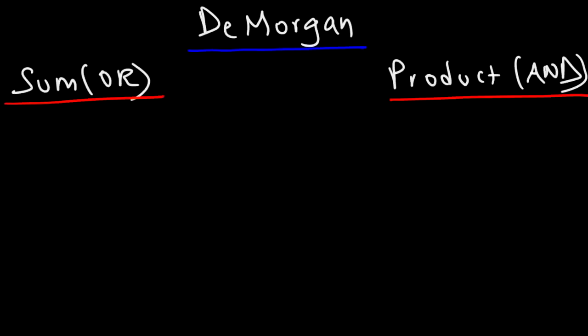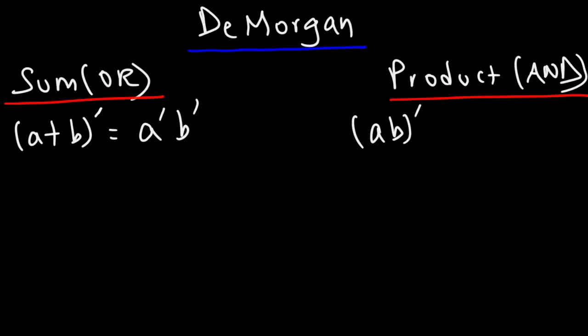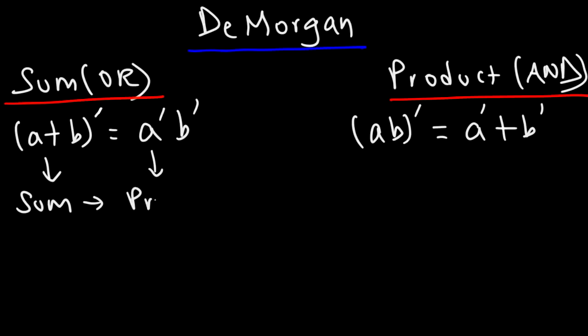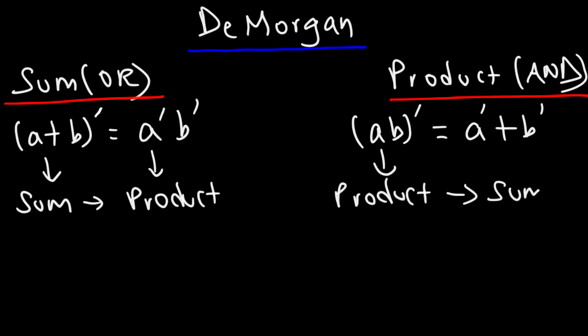Now let's move on to something called De Morgan's theorem. If we take the complement of the sum of two variables, let's say a and b, we are going to get the product of their complements. Likewise, if we take the complement of the product of two variables, we are going to get the sum of their complements. So notice that here we have a sum term and it's being converted into a product term. Here we have a product term and it's changing into a sum term.